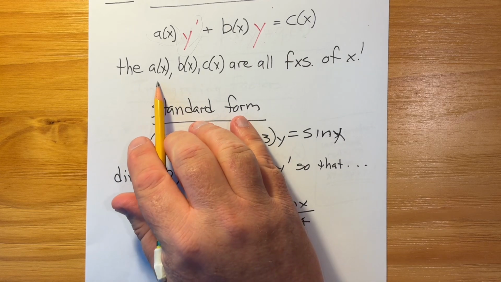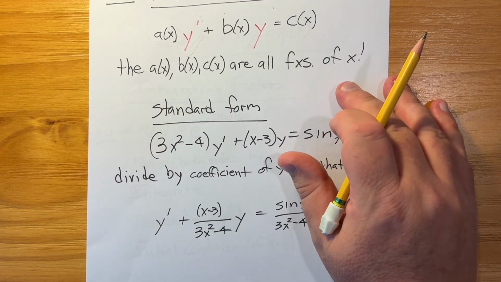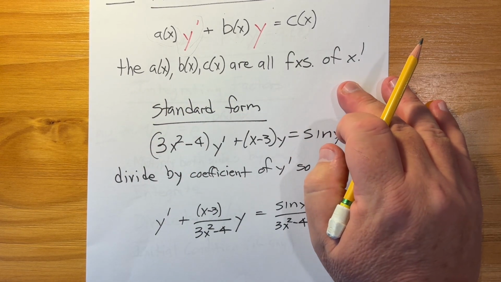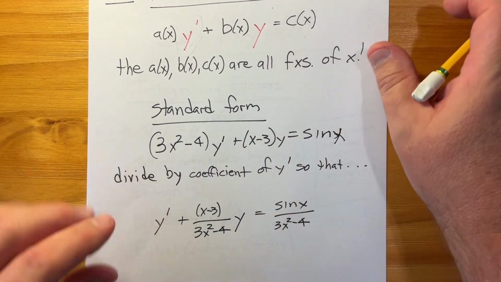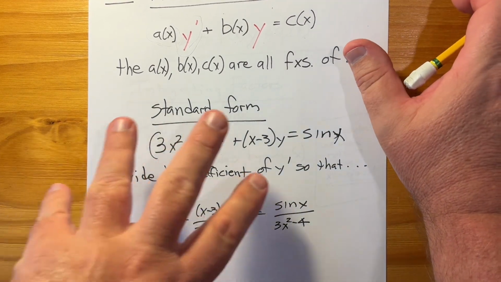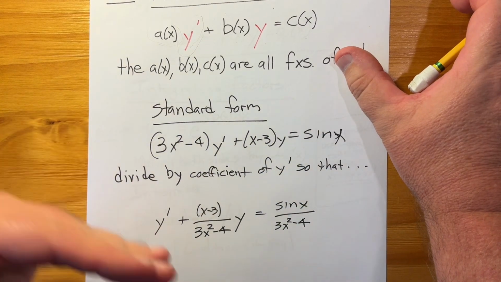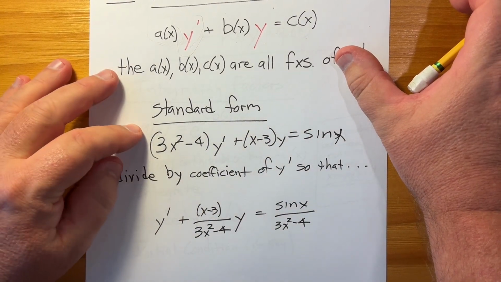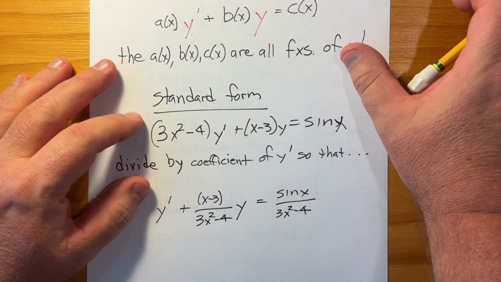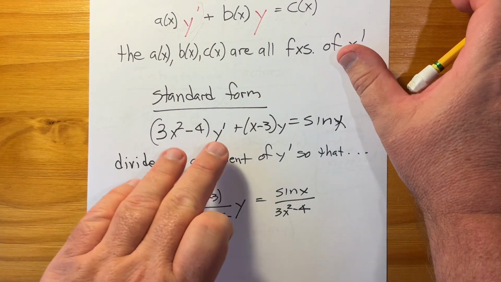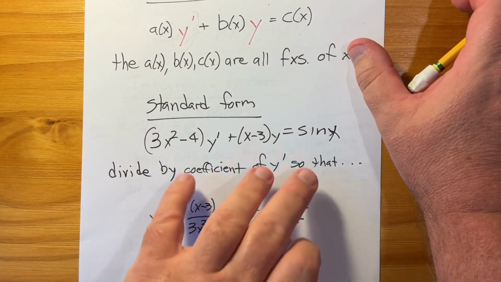And the a, the b, and the c are all functions of x. And yes, they can be just numbers. That's perfectly fine. They can be ones, right? So here's what we call the standard form. And in order to do the system I'm going to show you here, we need to make sure that we have everything in standard form. So it has to look like this.